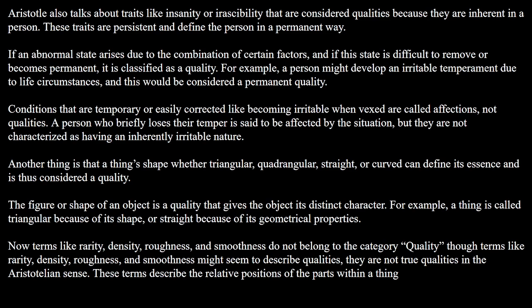Another thing is that a thing's shape, like triangular or quadrangular, straight or curved, can define its essence and is thus considered a quality. The figure or shape of an object is a quality that gives the object its distinct character. For example, a thing is called triangular because of its shape, or straight because of its geometrical properties.